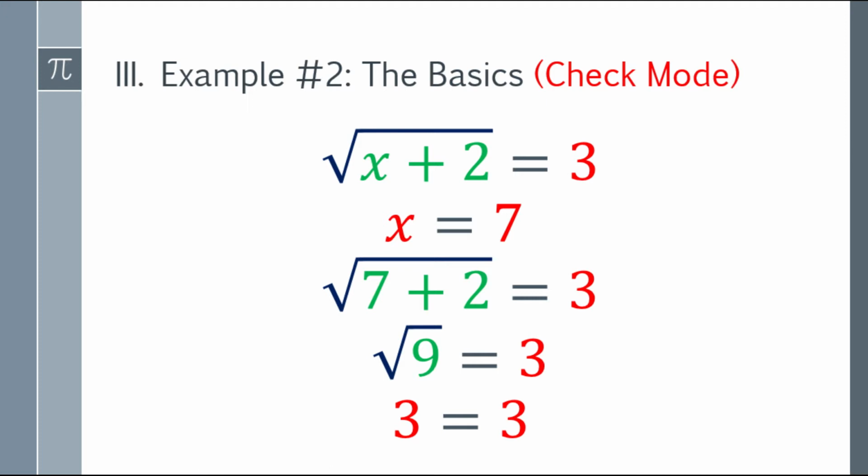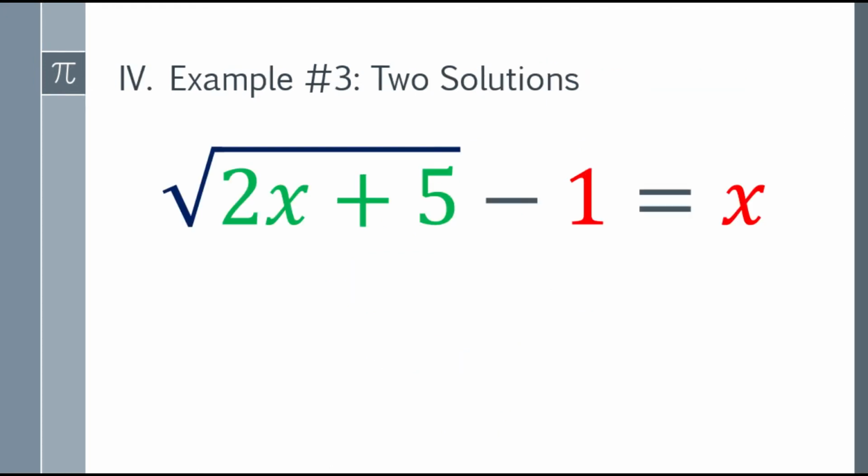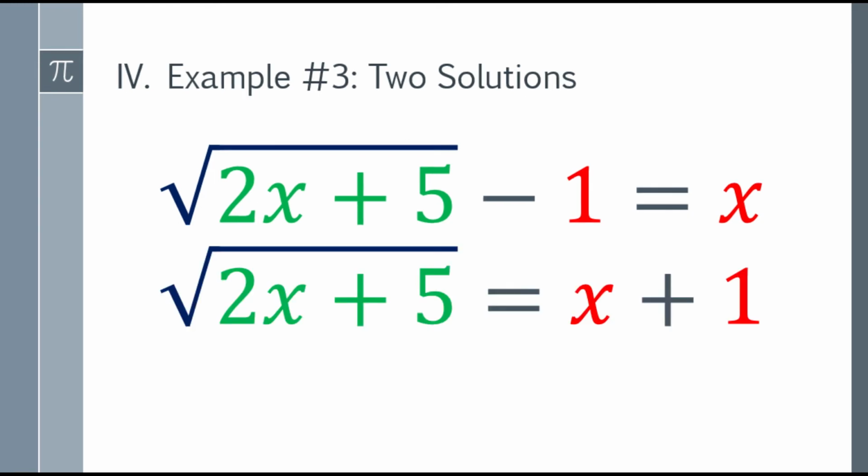Okay. Moving on. Let's have the example number 3. 2 solutions. Okay. Paano kaya ito? Kung meron kang the square root of 2x plus 5, tapos minus 1 is equal to x. Okay, sir, paano yun? So, we need to isolate first the radical sign. So, lipat ko muna yung 1 sa kabila. So, the equation will now be the square root of the quantity 2x plus 5 is equal to x plus 1. Now, we can now square both sides.